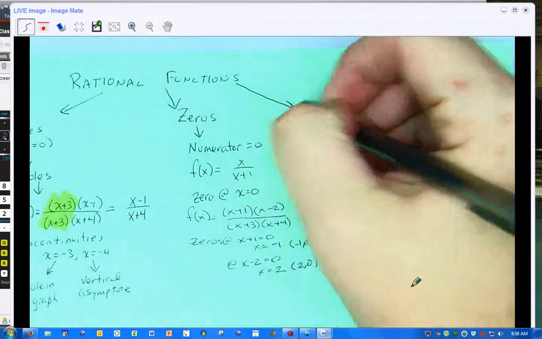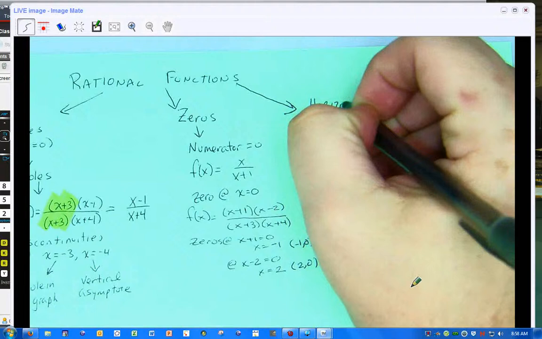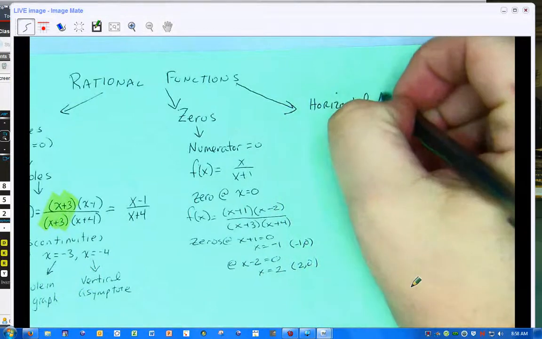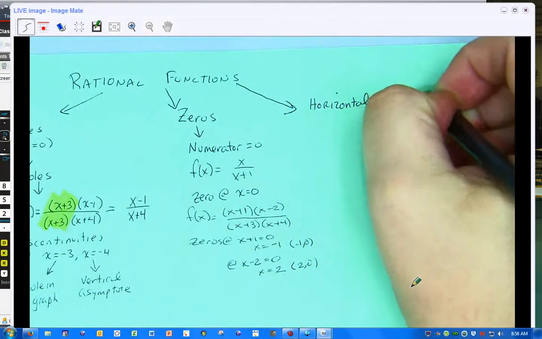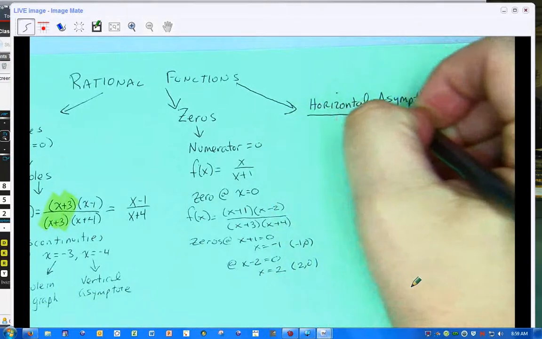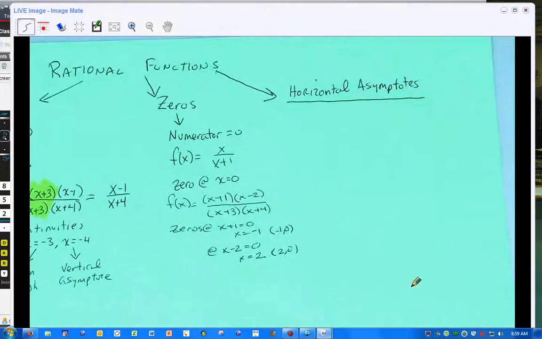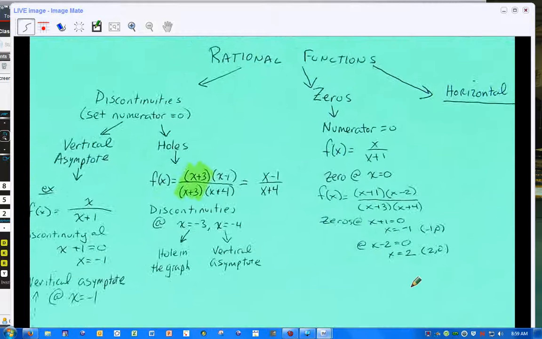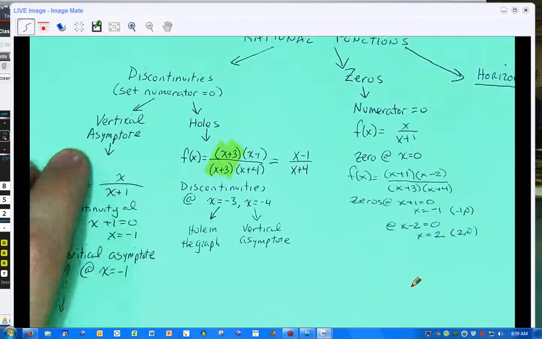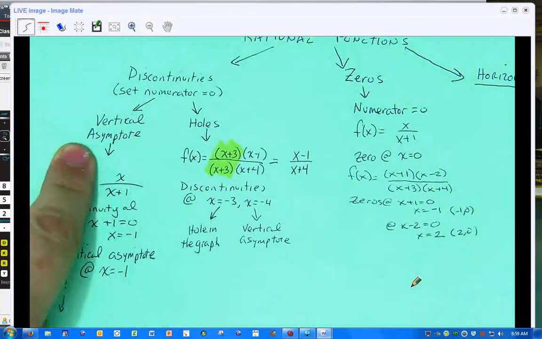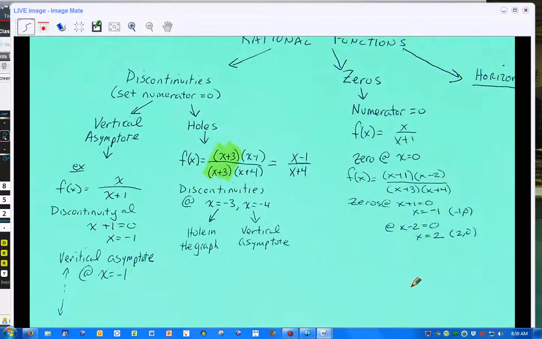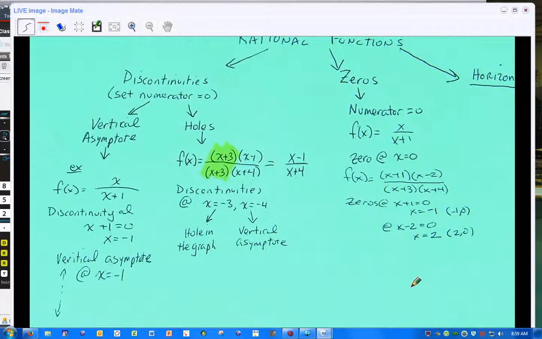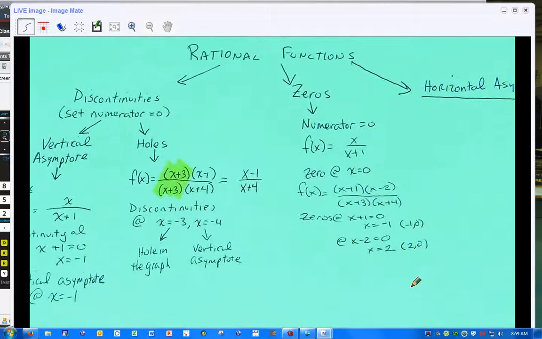Another thing that we can find out is horizontal asymptotes. Now, horizontal asymptotes aren't nearly as sacred in the world of mathematics as the vertical asymptote. The vertical asymptote, like I said, is a sacred thing. You can't touch it, you can't go through it, you can't do anything. It's there, and it cordons off anything. It's a force field, essentially, inside the graph.